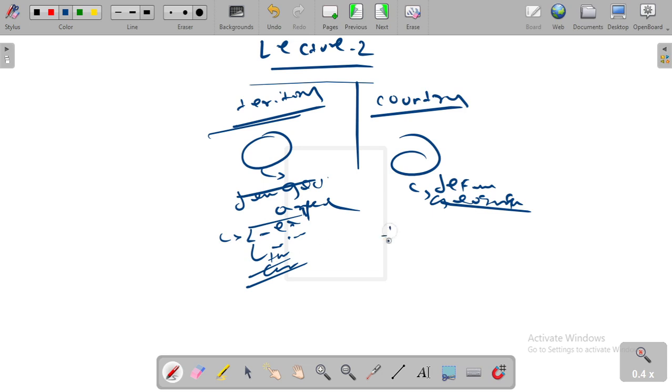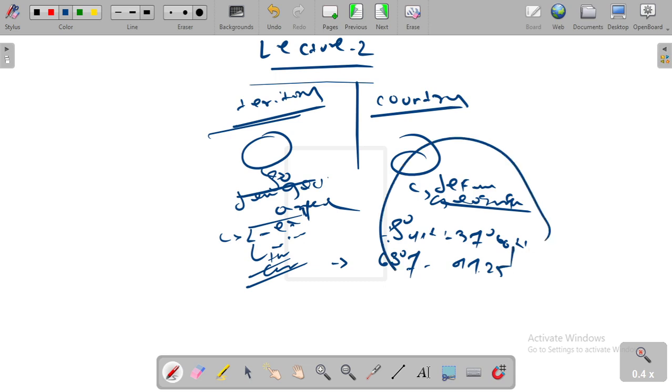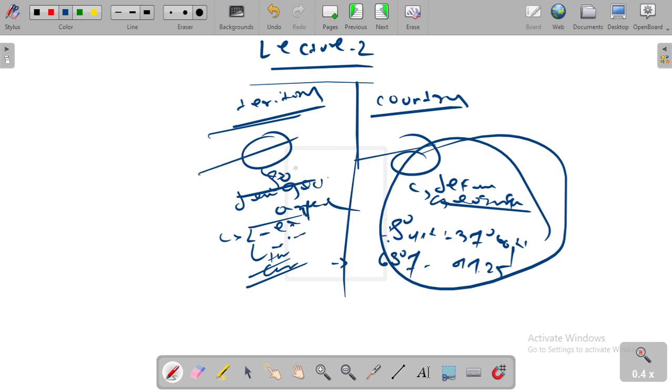In case of a country, let's say India, we know the geographical extent. We know the latitudinal and longitudinal extents. Here it is 8 degrees 4 minutes north to 37 degrees 6 minutes north, and its longitudinal extent is 68 degrees 7 minutes to 97 degrees 25 minutes. So these are the coordinates of India. My concept is that territory and country are similar in this respect.